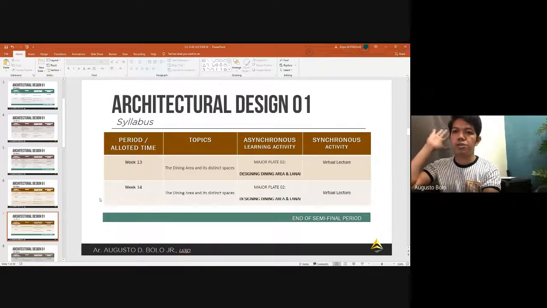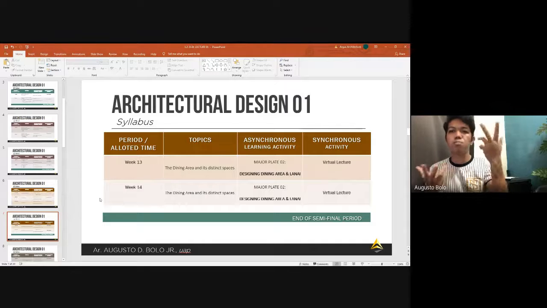Who knows what a lanai is? Have you heard about the word lanai? Okay. A lanai is a space within a residential unit that is adjacent to a dining area. Sort of like a veranda. Yeah, correct. A veranda or terrace is on the second floor, or a balcony.